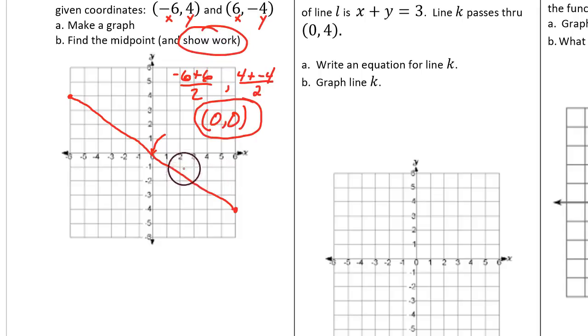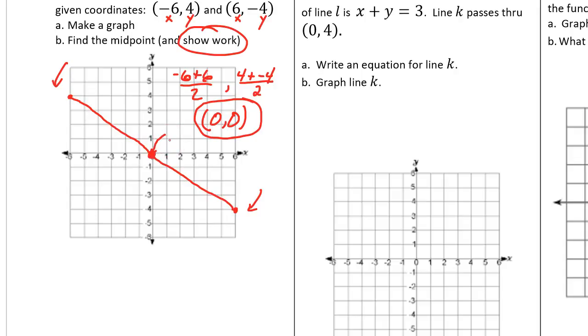And you also don't want to draw the picture incorrectly because in question A it says you have to make a graph. So notice that I'm drawing a segment. I'm not drawing arrowheads on the end of this. I'm not drawing an arrowhead on the end of this. I'm only connecting the two dots with a segment and then finding the middle of that segment.